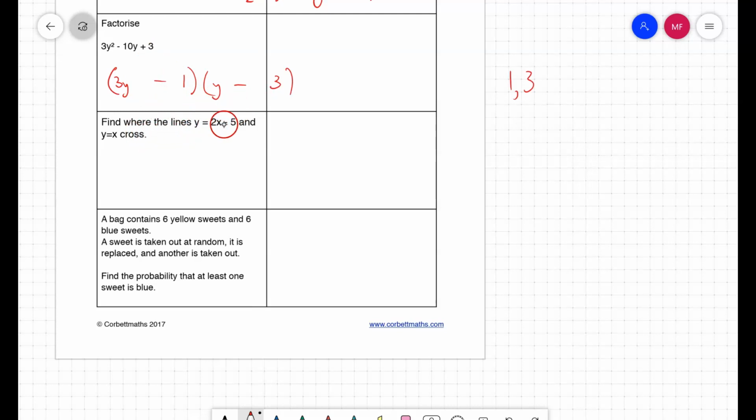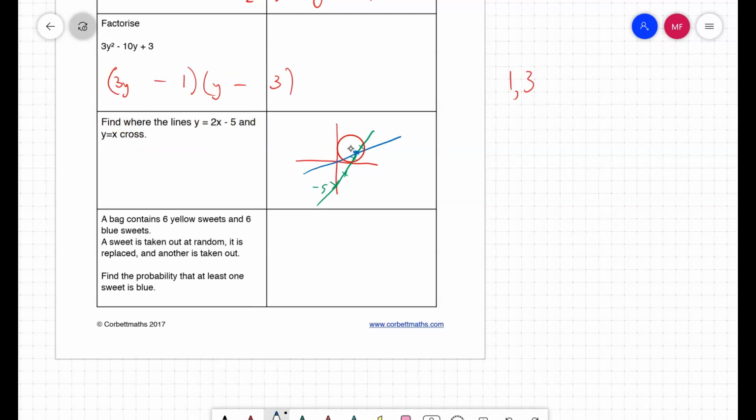Alright, let's just imagine we were to draw this. So this has got an intercept of minus 5, and a gradient of 2. So forward 1, up 2, forward 1, up 2. So it kind of looks like this. So that's that line, and then I want to find out where it crosses the y equals x line. So, alright, that's the point I'm after.